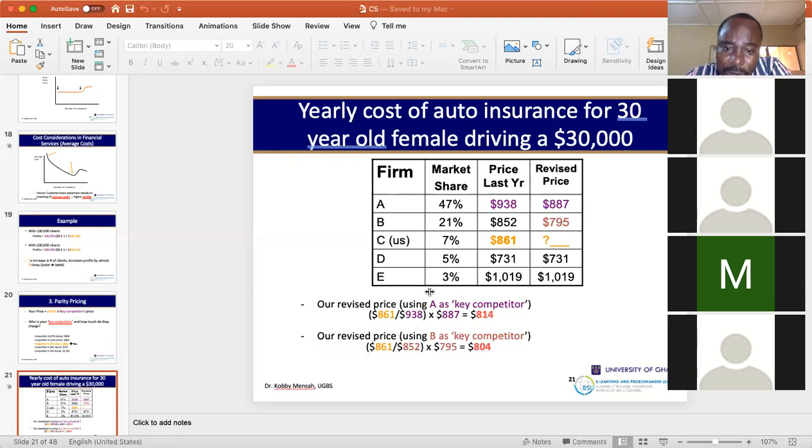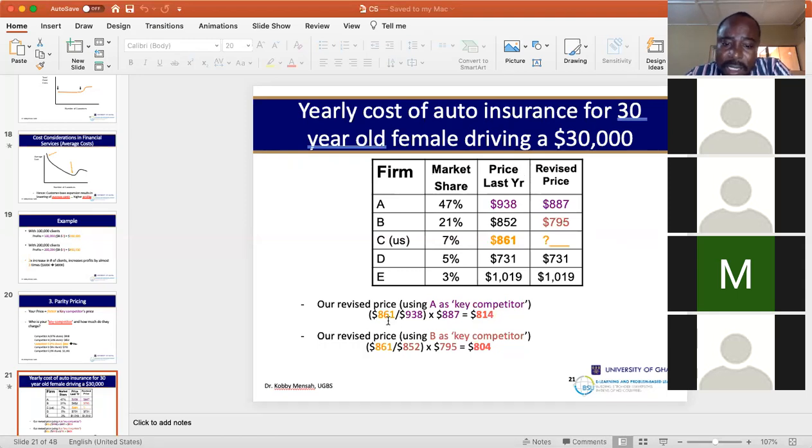861. Remember, we are competitor C. I hope you are following it. So to parity price, it means that, and we already know competitor A's revised price, that is the current year's price, right? Which is 887. So to parity price for this year, that is, we are determining our price for this year using competitor A as our benchmark.